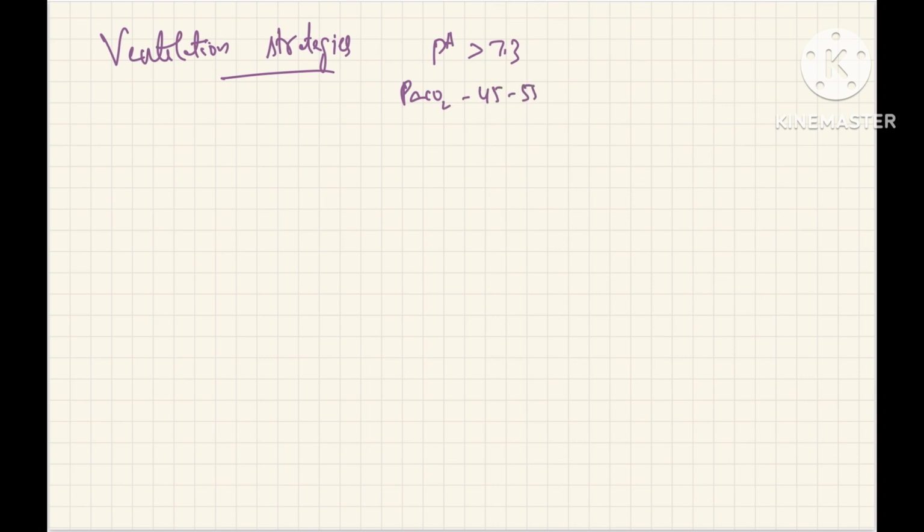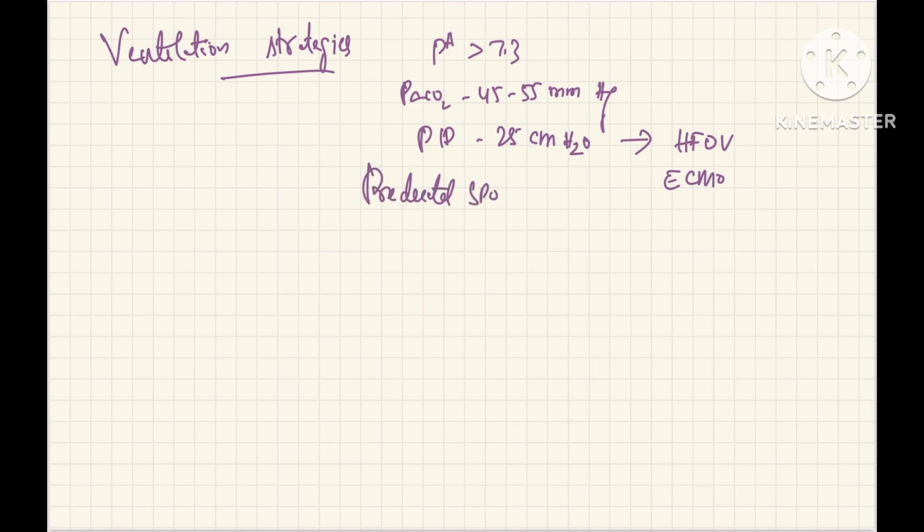Now let's see what ventilation strategies we have to follow in these conditions. pH should be maintained more than 7.3, PaCO2 between 45 to 55 millimeters of mercury, peak inspiratory pressures below 25 centimeters of water. If higher pressures are required, then go with HFOV and ECMO. Pre-ductal saturation should be 85 to 95% and inhaled nitric oxide is used.